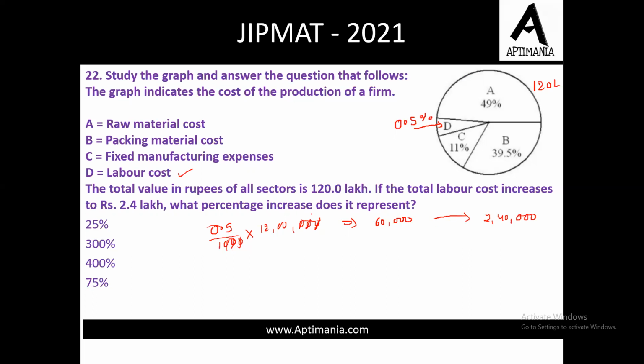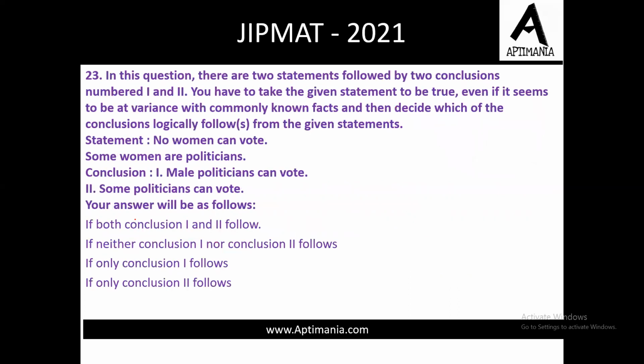Now what is the percentage increase? We need to check for the percentage increase. So the increment here is of 1,80,000 and that is over 60,000. Initial value was 60,000. So if we talk about the percentage increment, that is 300%. The correct answer is option B, 300%.